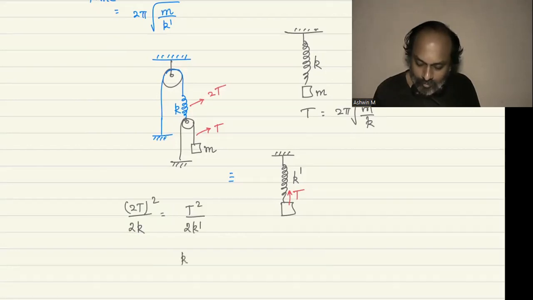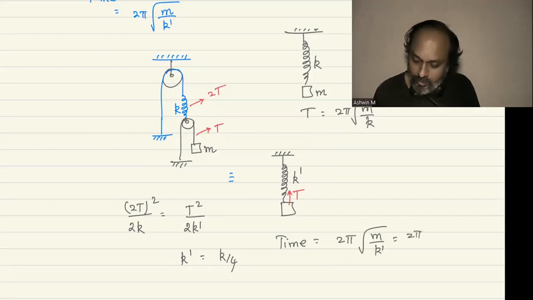So from here we are going to get k dash will be equal to k divided by 4, and hence the time period of oscillation, that is root of 2 pi m divided by equivalent spring k dash, or it is 2 pi root of 4m divided by k. That will be the time period.